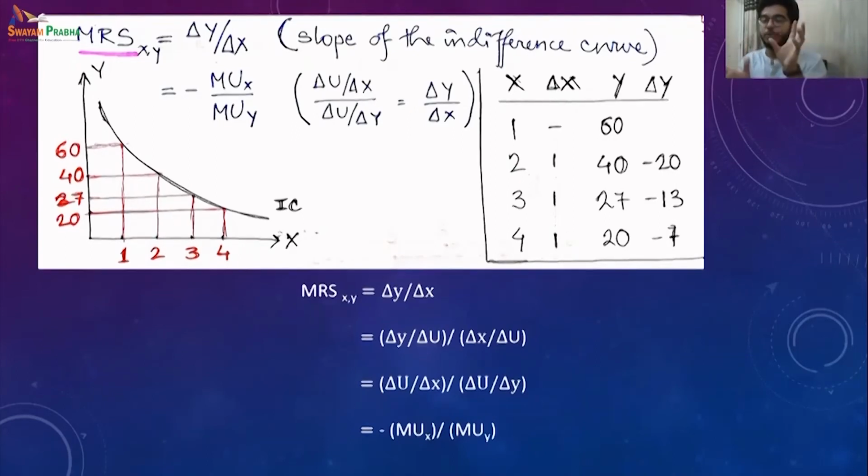So whenever you are making a reciprocal of it, you are making an invert of this, what happens is that it becomes delta u by delta x divided by delta u by delta y. Yes, and hence we see that marginal utility of x divided by marginal utility of y, the minus sign says that it's a negative slope.